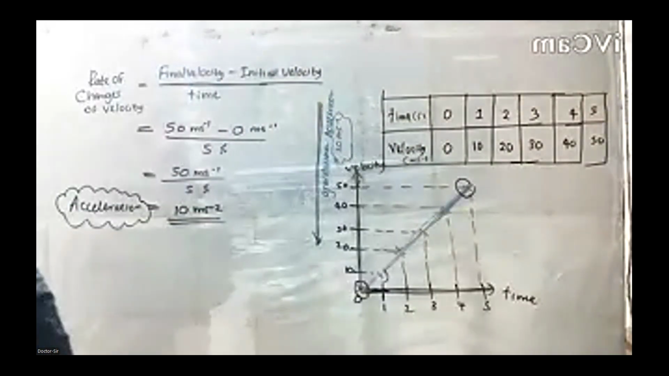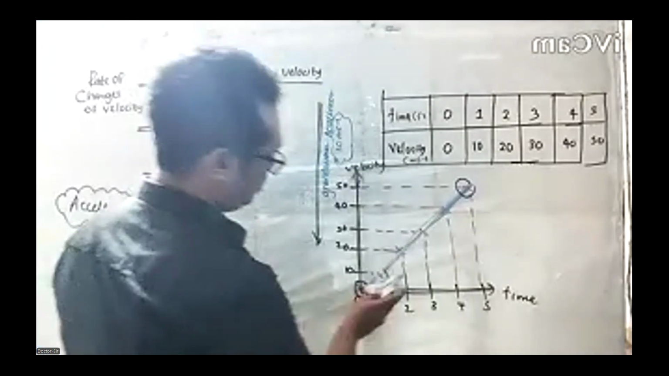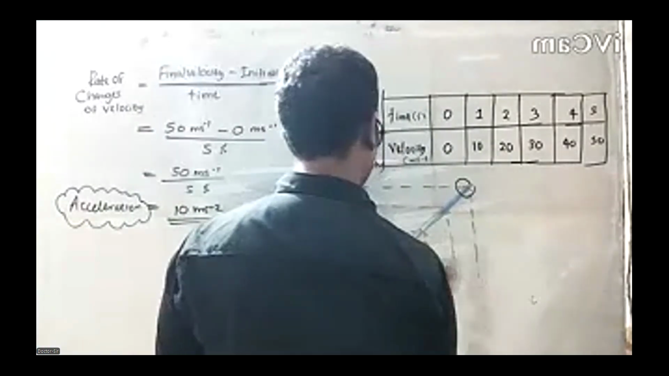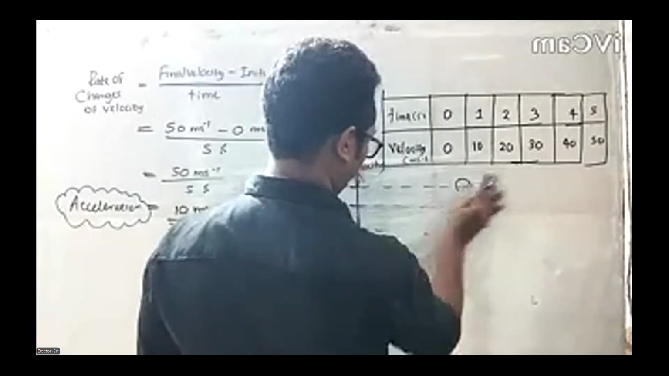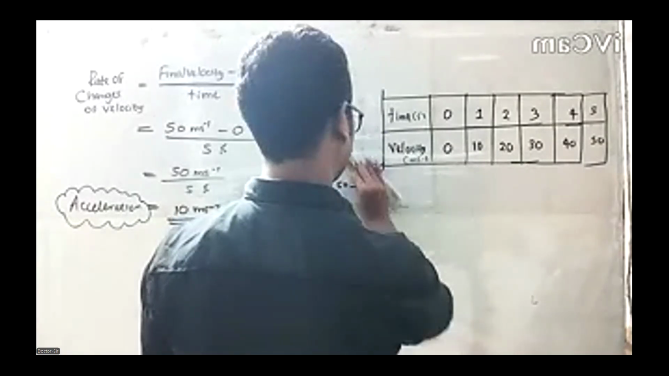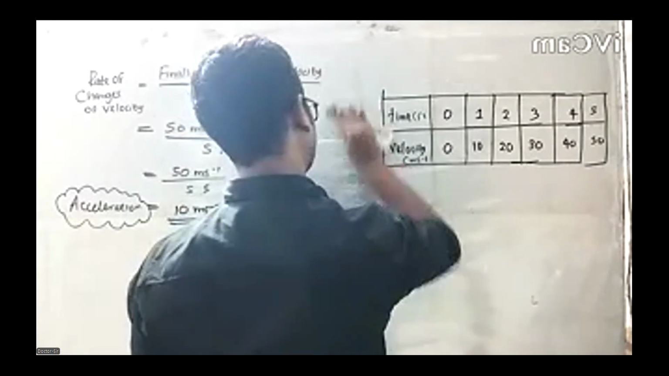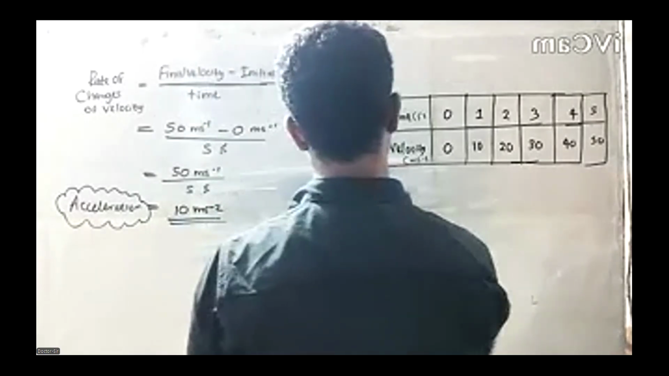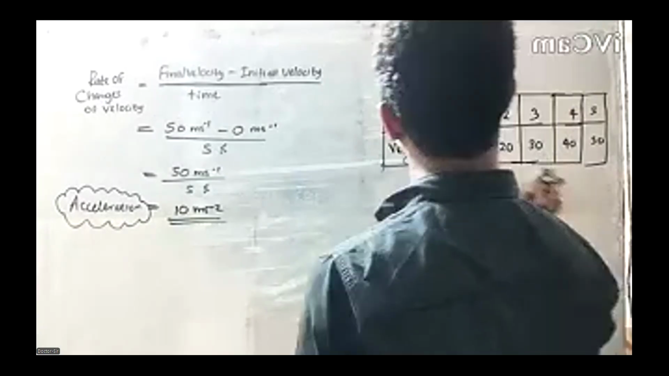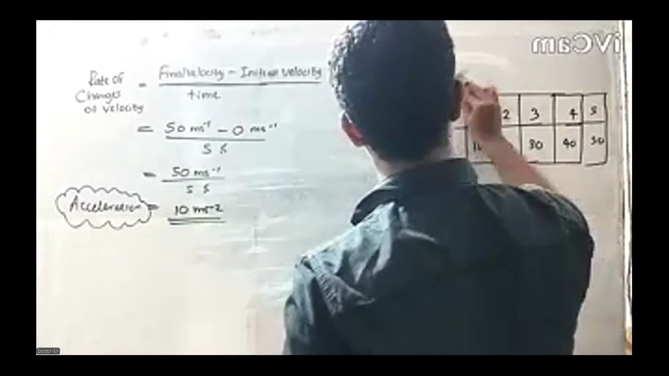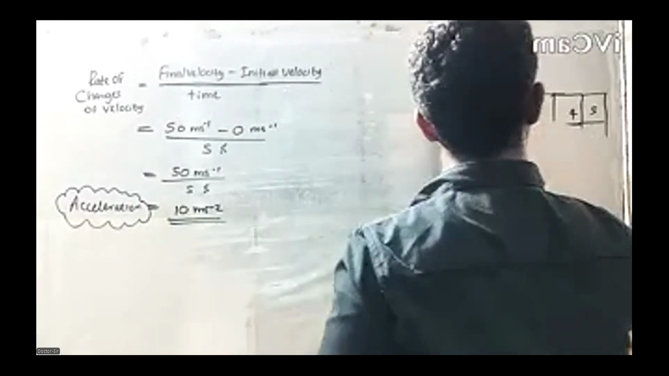We will have another question. They asked to find out the height of the tree. Not the height of the tree, the height the fruit fell. Right. So height means displacement. So I need to find out the displacement of this falling fruit.